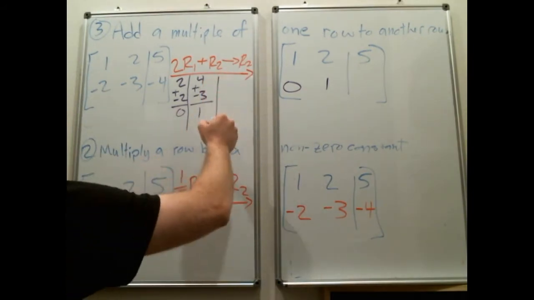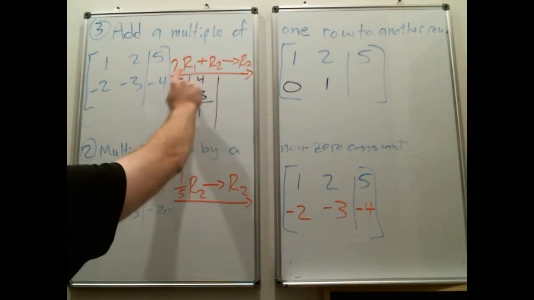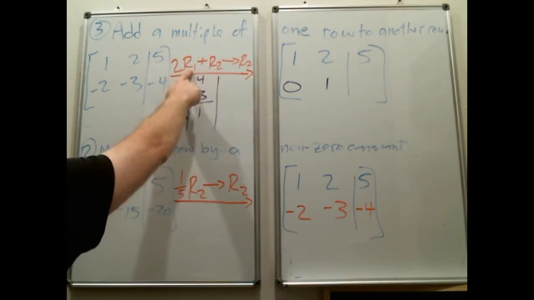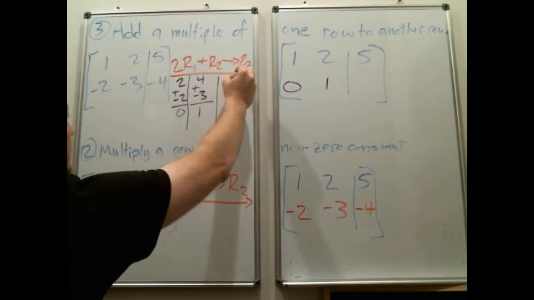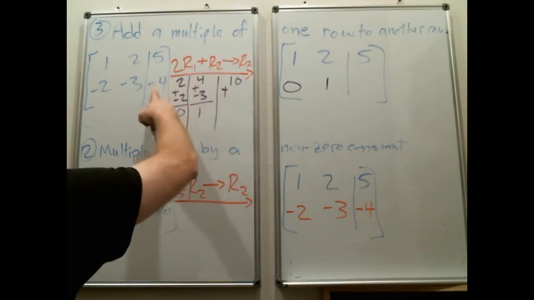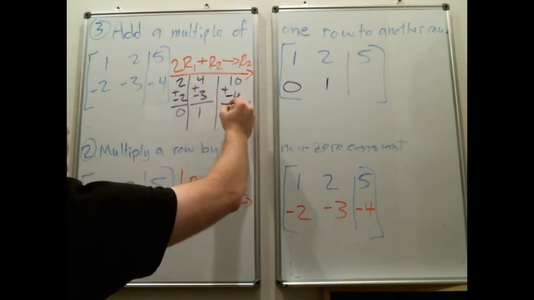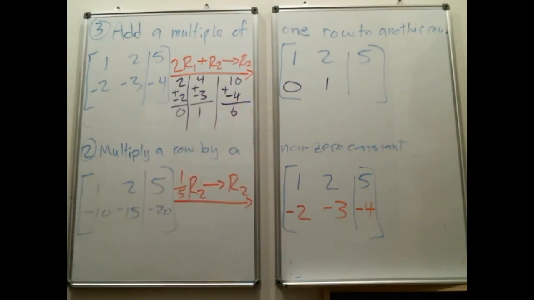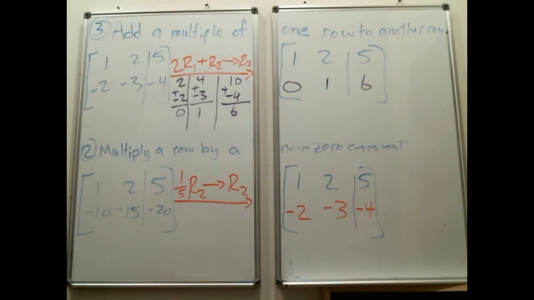Alright. And then 2 times row 1 plus row 2. 2 times row 1, so 2 times 5 is 10. Add to row 2, which is negative 4. Add that up and it gives you 6. Alright, and that would be our updated matrix.